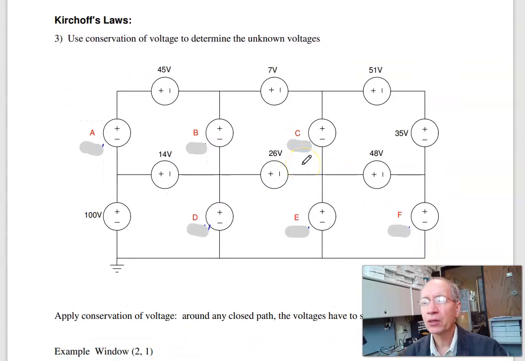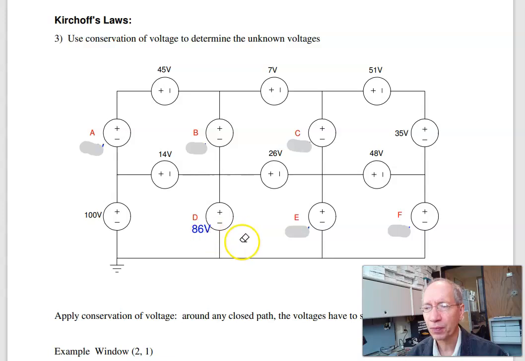Problem 3 looks at Kirchhoff's law. Kirchhoff's law is conservation of voltage. If I take a voltmeter, measure the voltage around a closed path, and come back to where I started, I've got to wind up at 0. So the trick here is to find one equation, one unknown. If we go around this path, all these have to add to 0. So we get minus 100 plus 14 plus D equals 0. From that I can find D.